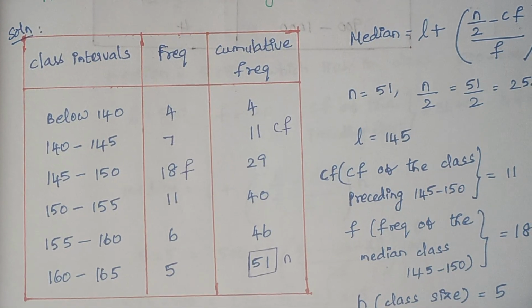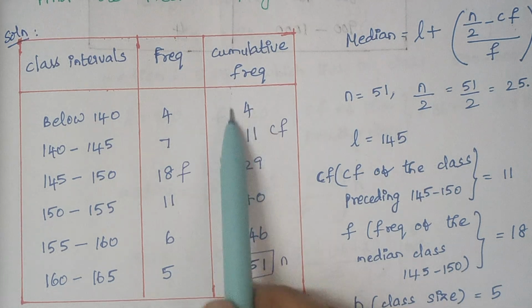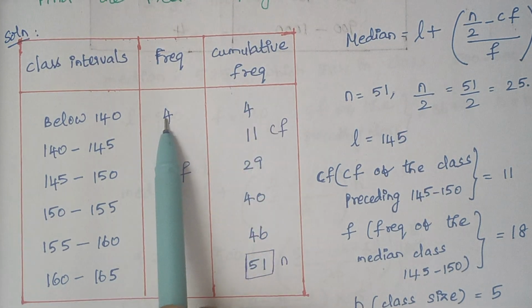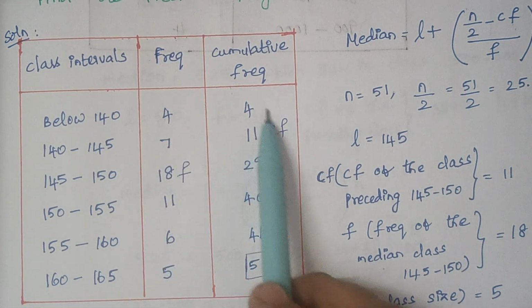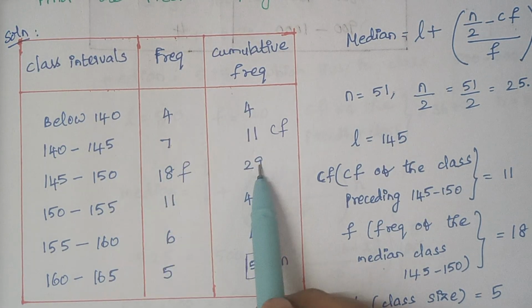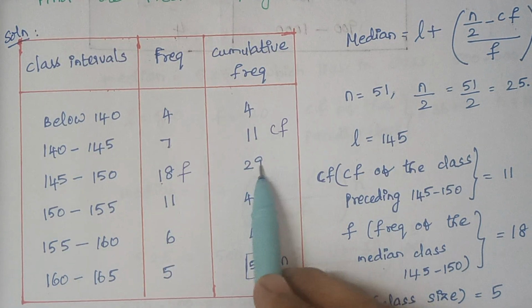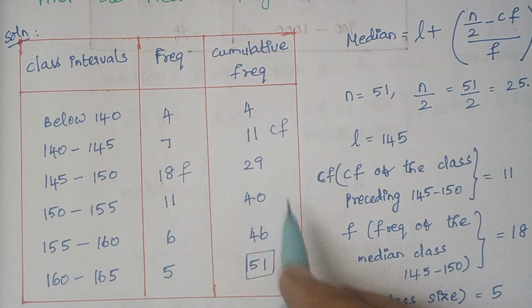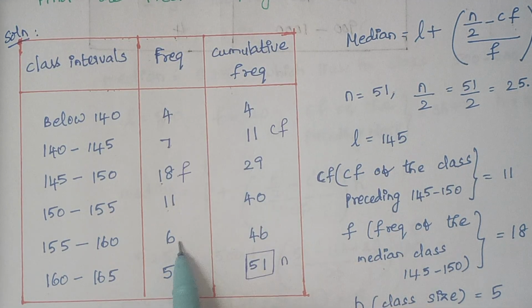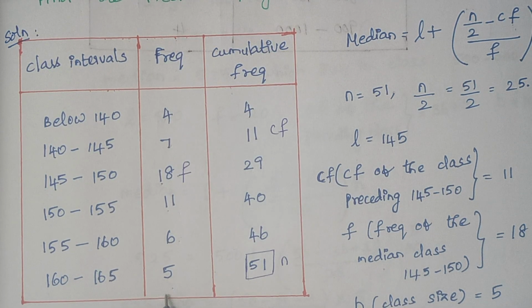Now I am going to calculate the frequency. How to calculate it? You write down the first number as such, 4. Next you subtract: 11 minus 4 gives you 7. Again, 29 minus 11 gives you 18. 40 minus 29 gives 11. 46 minus 40 gives you 6. And 51 minus 46 gives you 5. This is the method to find the frequency.